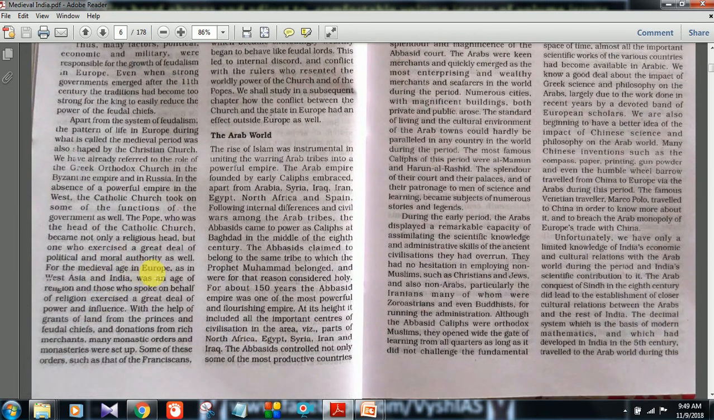For the medieval age in Europe, as in West Asia and India, was an age of religion, and those who spoke on behalf of religion exercised a great deal of power and influence.